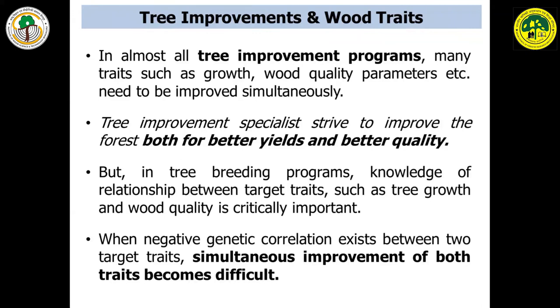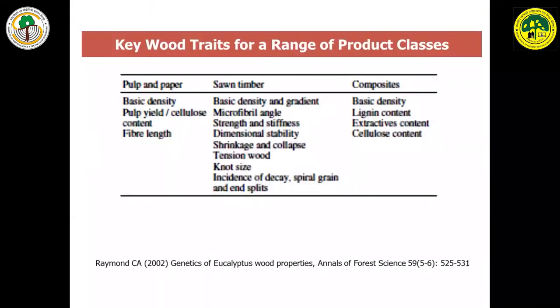But many times it is not possible to concentrate on both parameters together. We have to focus the tree improvement programs on the purpose for which we are trying to improve. Like we want to improve for pulp and paper, or we want to improve for solid wood applications, or we want to improve it for composite wood applications. So these are the different parameters which again we have tried to list here.